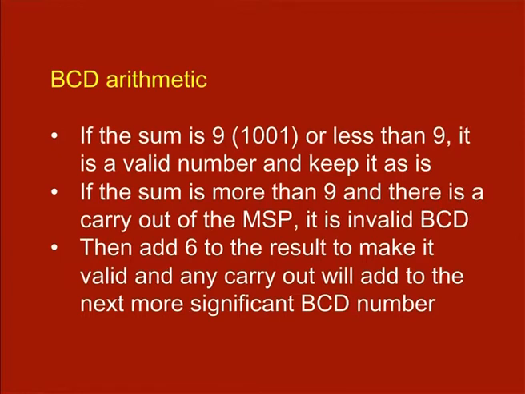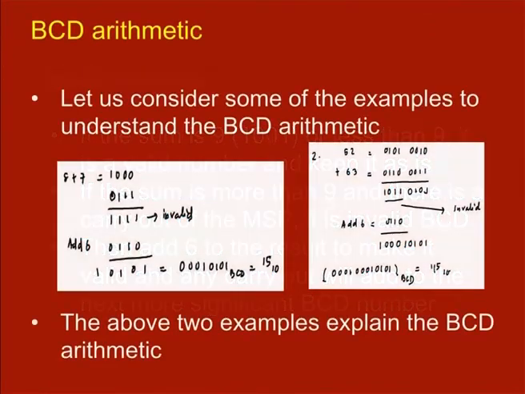But if the sum is more than 9 and there is a carry out of the MSB, then it is an invalid BCD number. In that case, add 6 to the result to make it valid, and any carry out will be added to the next more significant BCD number. Let us try to understand this a little more clearly by using the following two examples.